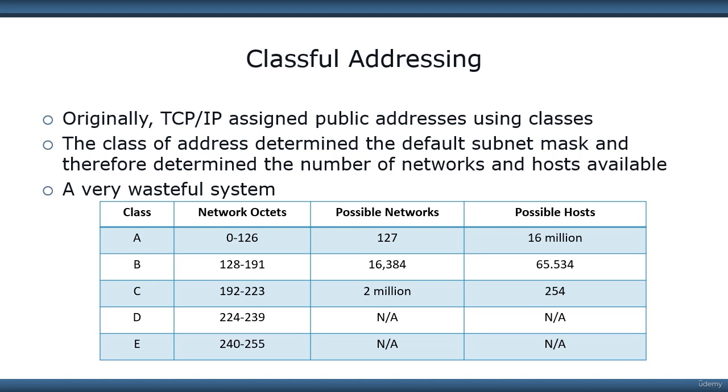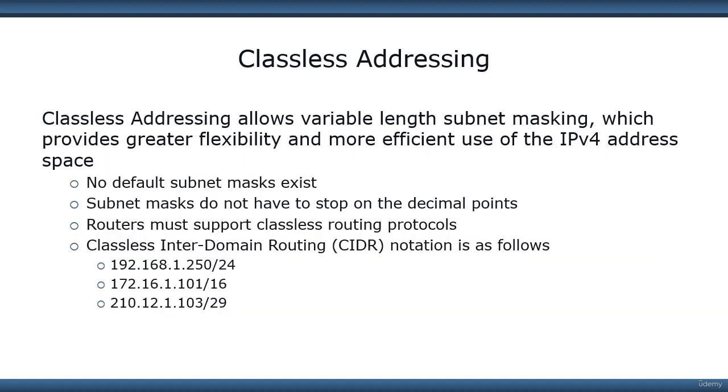Just realize these days the subnet masks do not have to stop on the decimal points. Therefore, there can be other values, and we'll get into that. So that's actually called classless addressing. Classless addressing allows us to have variable length subnet masking, which gives us a lot greater flexibility and much more efficient use of the address space for IPv4. With classless, there technically are no default subnet masks, even though you'll catch many of us acting like there are still. The biggest key, as I said before, is subnet masks don't have to stop on the decimal points. And so they can be other things.